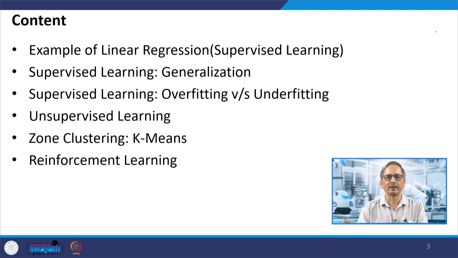The contents are organized in this way. Then finally, I will introduce a topic on reinforcement learning. We have a dedicated lecture on reinforcement learning, so only a few slides I will be using just to brief you on what reinforcement learning is.